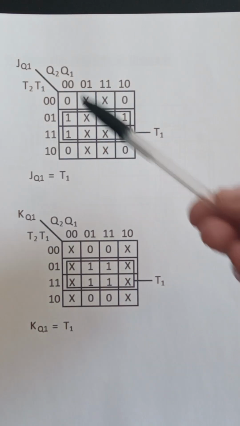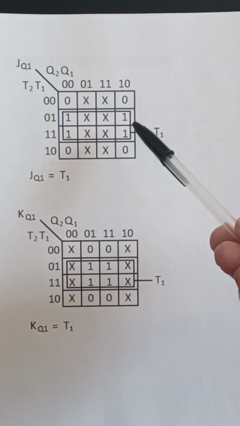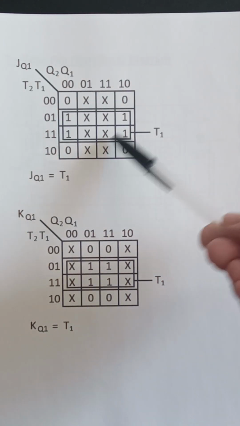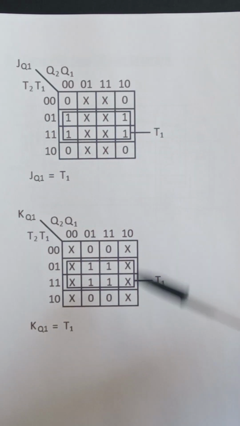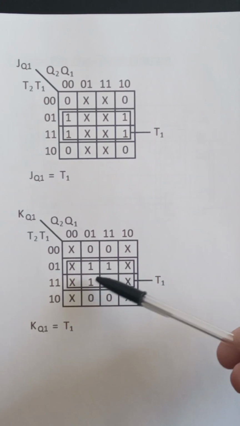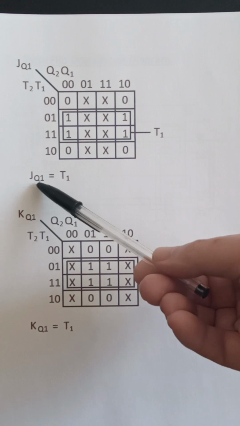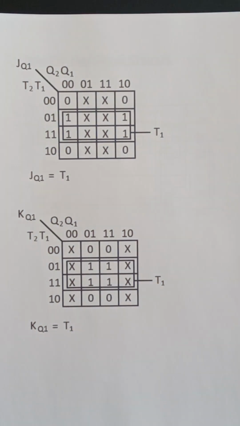Here we have the counter maps for JQ1 and KQ1. This is T1 straight, T1 there, T1 is a 1 there, and here in KQ1 that's T1 also, so JQ1 equals T1, KQ1 equals T1.